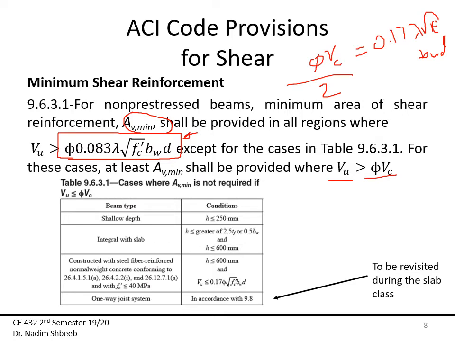As far as the one-way joist system, which is basically your rib slab, when we get into the part of the slabs, then I will talk more about this. If I have a beam or a slab constructed with steel fiber reinforced concrete, and F prime C is less than 40 megapascals, and H is less than 600 millimeters, and V ultimate is less than 0.17 square root f prime c b of d, I don't need any reinforcement.